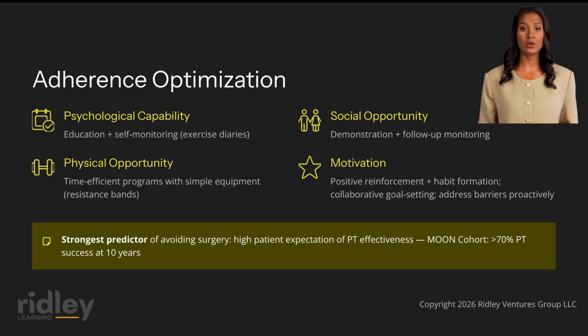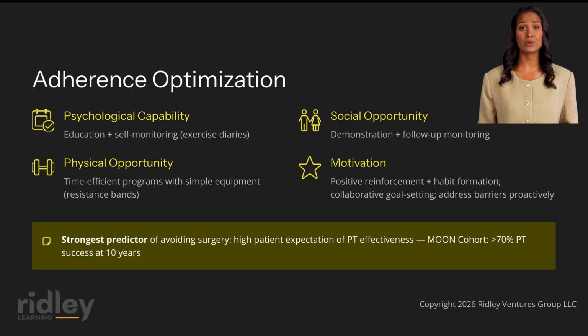Nursing staff play a vital role in reinforcing exercise adherence between therapy sessions by providing positive reinforcement, validating the safety of exercising with mild discomfort, and enabling communication with the treating therapist when adjustments are needed. The strongest predictor of successful physical therapy, defined as avoidance of surgery, is high patient expectation regarding its effectiveness, which again highlights how important it is to foster positive expectations during counseling.